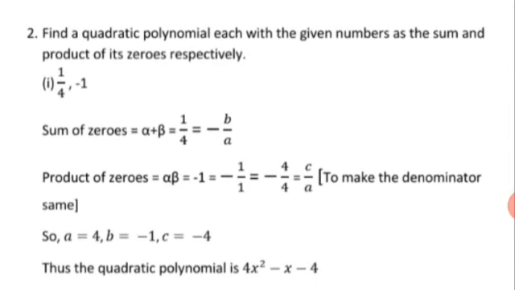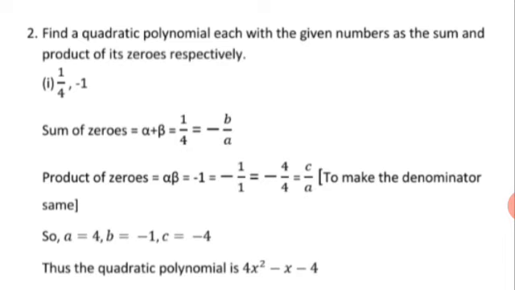Now, the next question, that is question 2, is flashed on your screen. As I have told you, look at the first statement of the solution. Sum of the zeros, alpha plus beta, that is 1 by 4, that is given in the question, and we all know that it is equal to minus b upon a. We have proved this relationship just now. Moreover, the product of the zeros alpha beta is equal to minus 1, and it is equal to c upon a, that we all know.